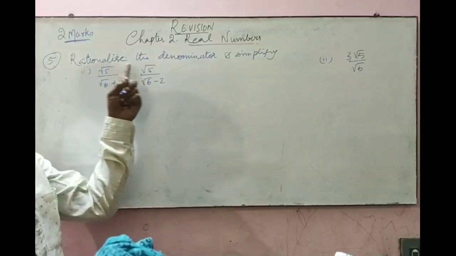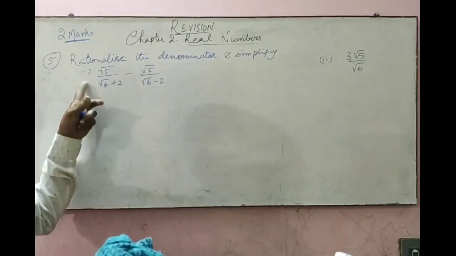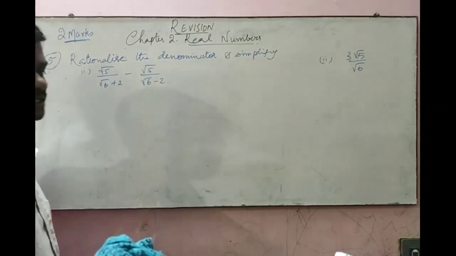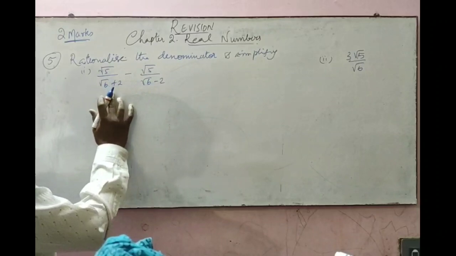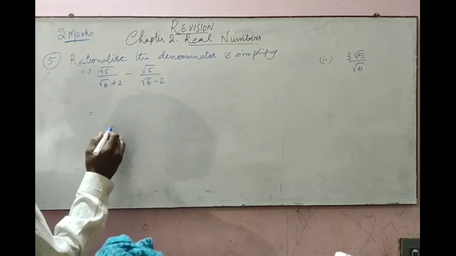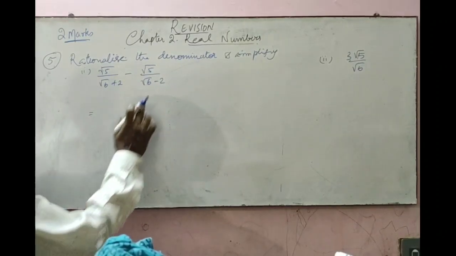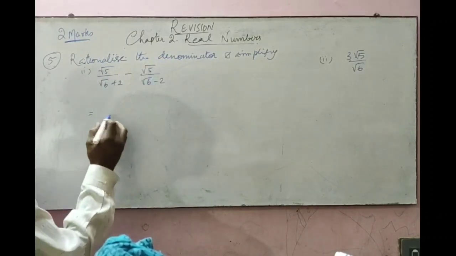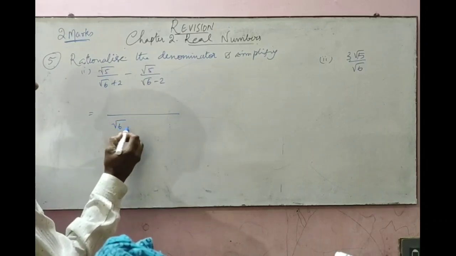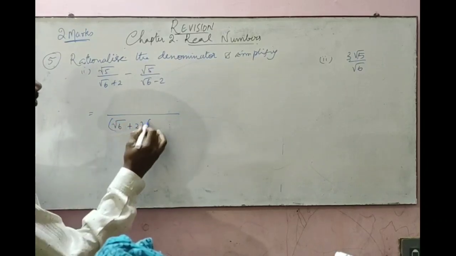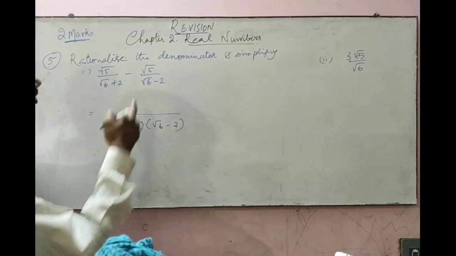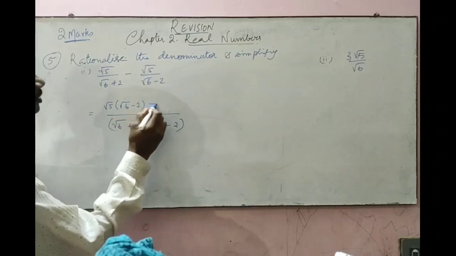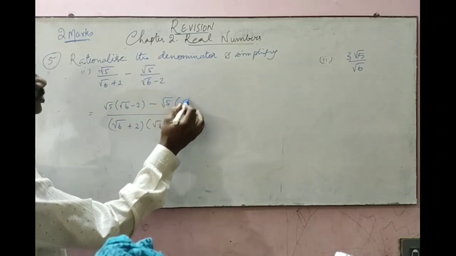Next, in the fifth sum, rationalize the denominator and simplify. First subdivision, root 5 by root 6 plus 2 minus root 5 by root 6 minus 2. Here in the denominator we have root 6 plus 2. Here we have root 6 minus 2. You can straight away cross multiply these two by taking the LCM. Here LCM is root 6 plus 2 into root 6 minus 2. If you cross multiply here, you will get root 5 into root 6 minus 2 minus root 5 into root 6 plus 2.